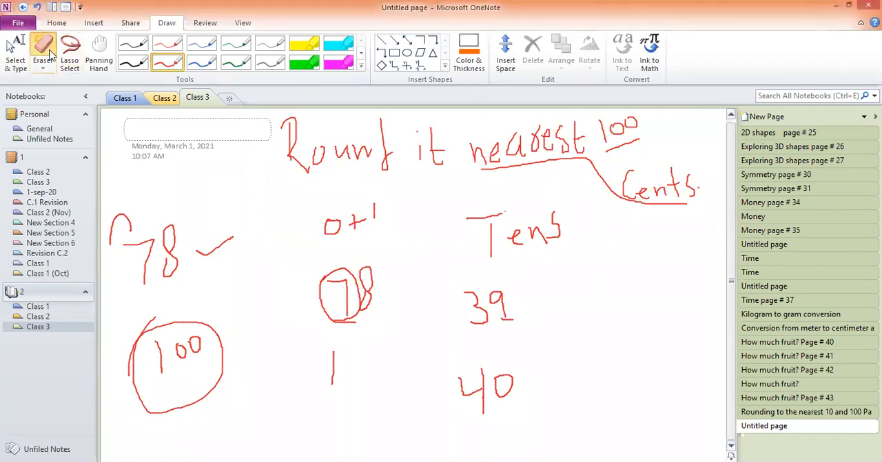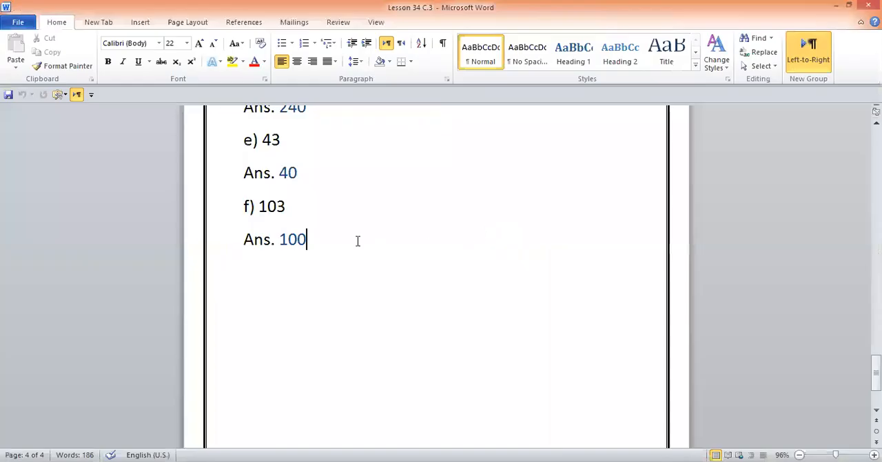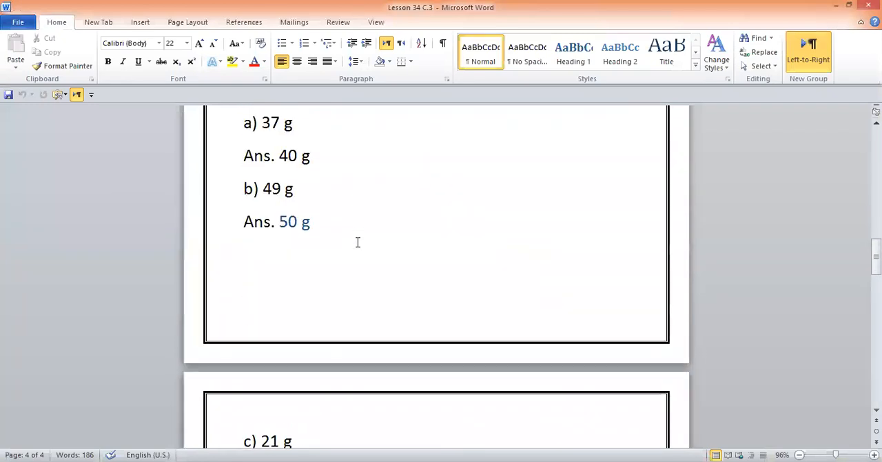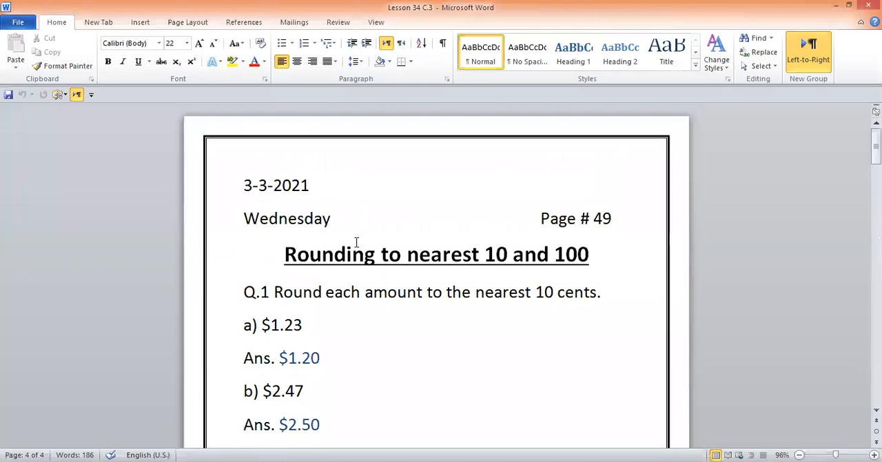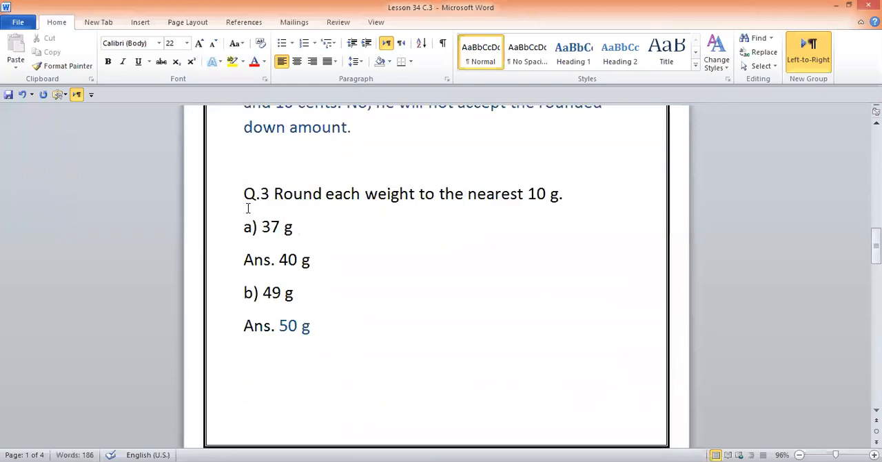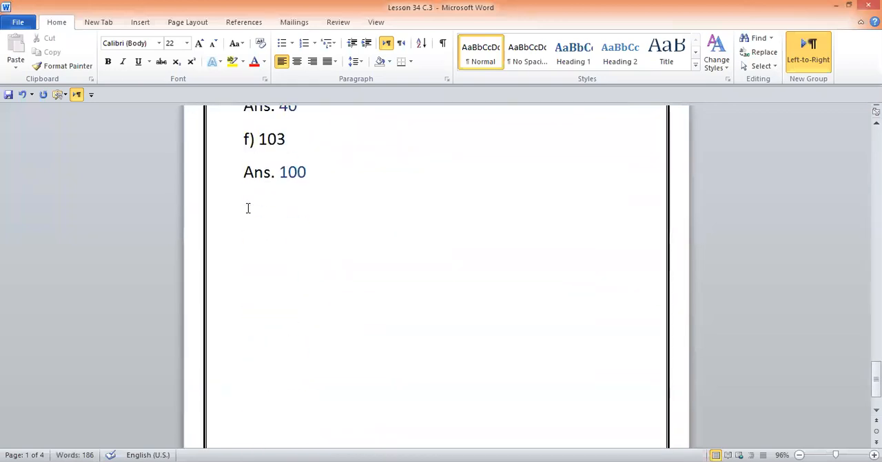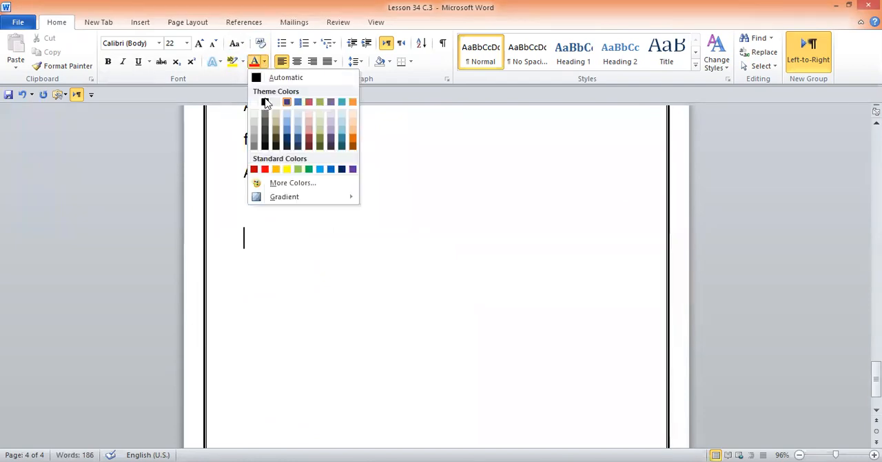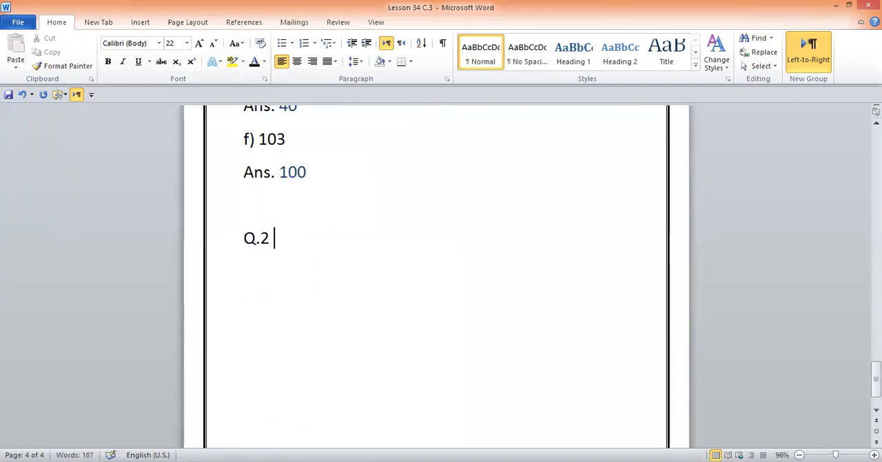All right, guys. So what I'm going to do is share another screen with you where we will do some work. Take out your notebooks. On the top of the page, write the heading, rounding to the nearest 10 and 100. Today is 4 March and it is Thursday. I'm going to start writing question number 2. Start writing.